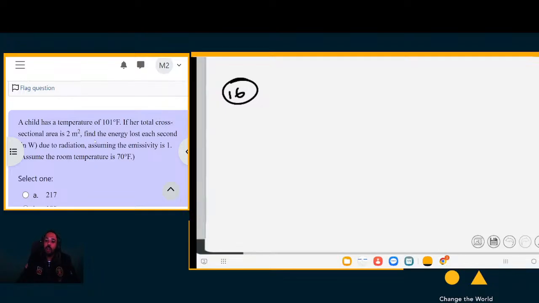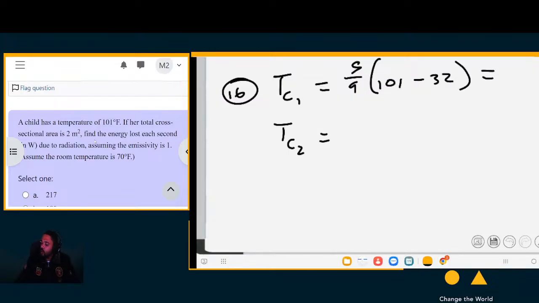Fahrenheit. Okay, now first let's convert. We don't like Fahrenheit. Let's convert from Fahrenheit to Celsius. Okay, we've done this before. We know it's 5/9 times the temperature we have in Fahrenheit. In this case, it's 101 minus 32. If you work it out, 101 minus 32, that's 69, times 5 divided by 9. That gives us an answer of 38.33 degrees Celsius.